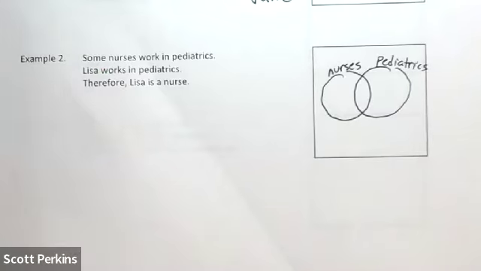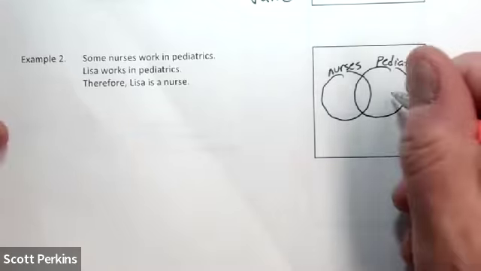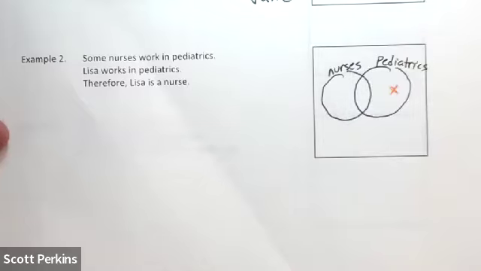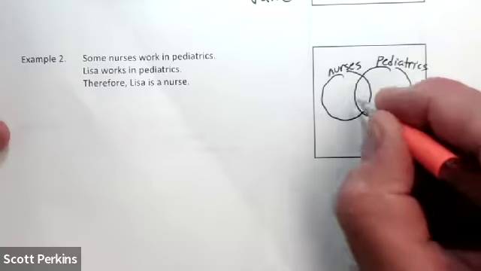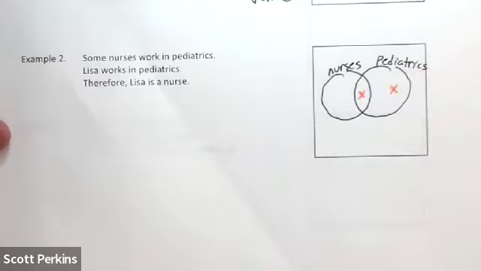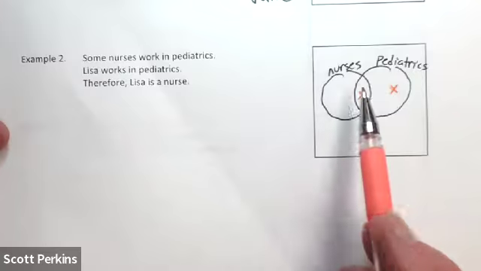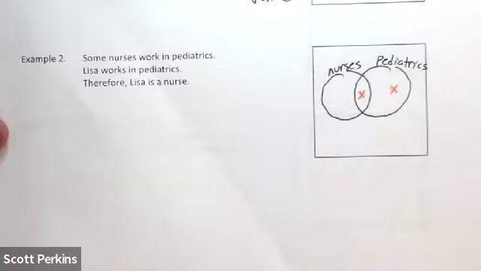Okay, so where does Lisa have to be? Lisa has to be in which circle? In the pediatrics, is there any other detail that's given about Lisa? So let me ask you this question. If I put Lisa right here, does that meet the premise? Is Lisa in the pediatrics circle? Yes. Could I put Lisa here? Is Lisa still in the pediatrics circle? Do I know where she belongs though? No, all we're told is that she belongs in the pediatric circle.